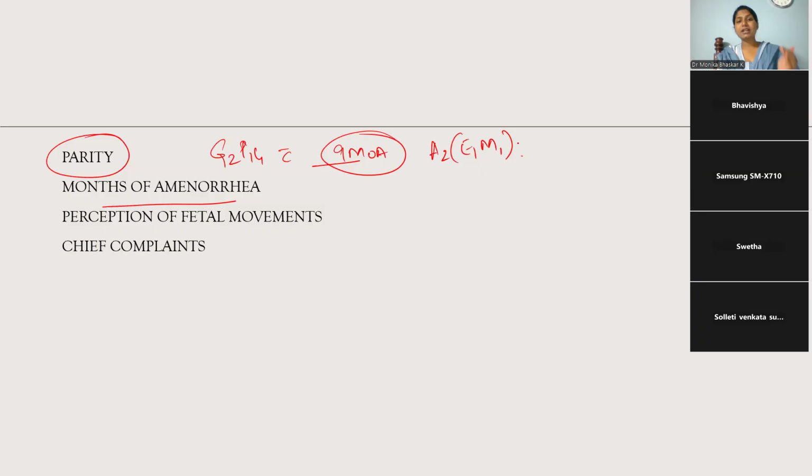And whenever you talk about a woman in her second or third trimester, that is past her 20 weeks of gestation, perception of fetal movements carries a very high importance. So why is perception of fetal movements important?